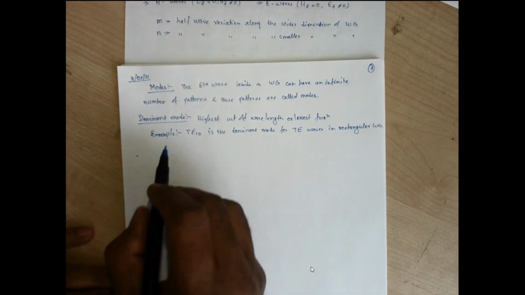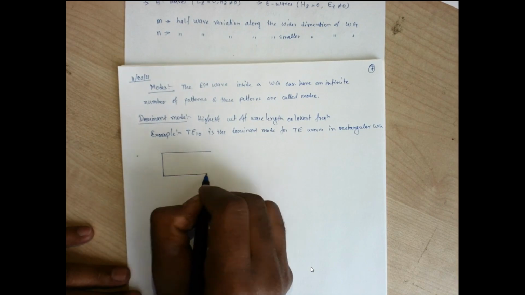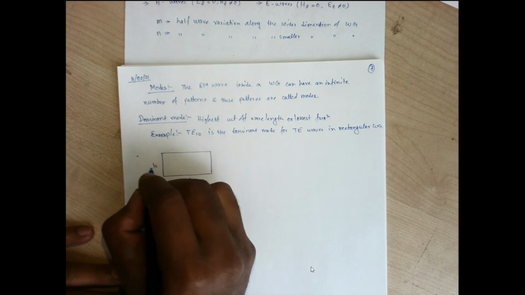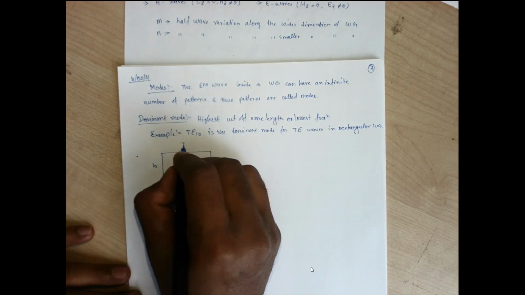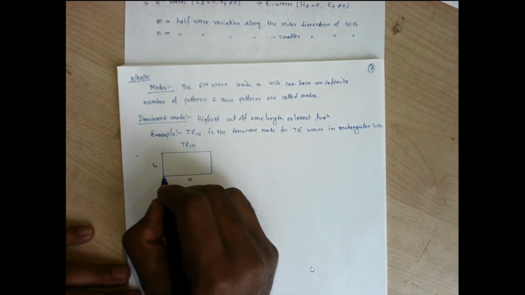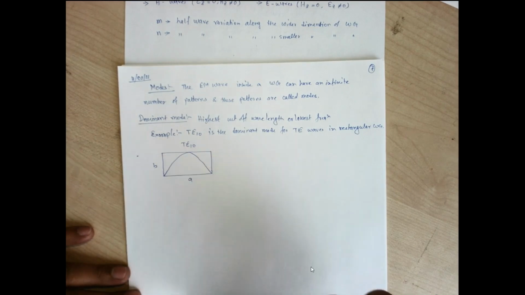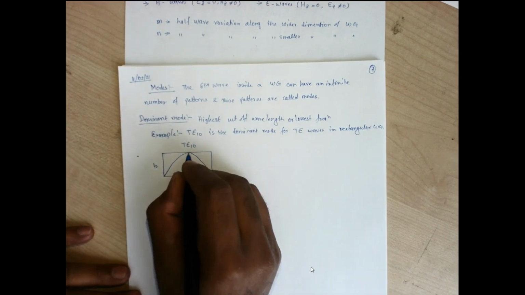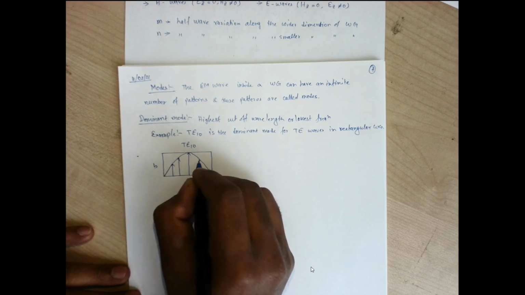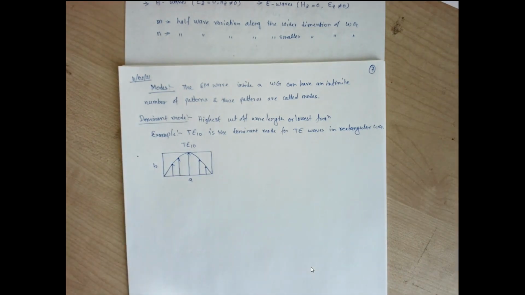So if we have a waveguide with cross section A cross B, like this, it is A, it is B. For TE10, we have the half wave variation along the wider dimension. So something like this. We can also go with this arrow sign. So we have the half wave variation along the wider dimension.